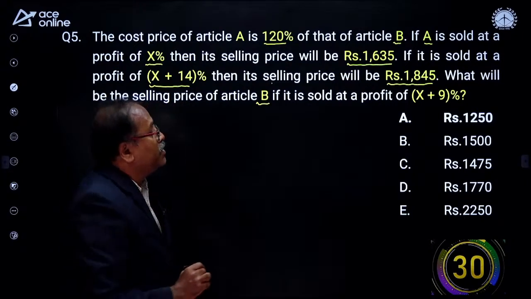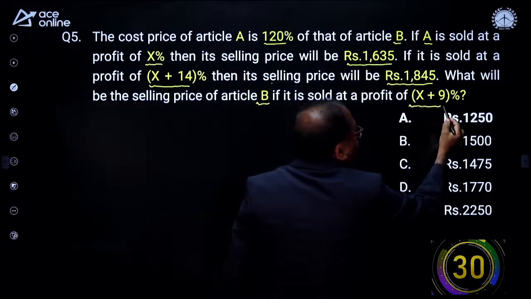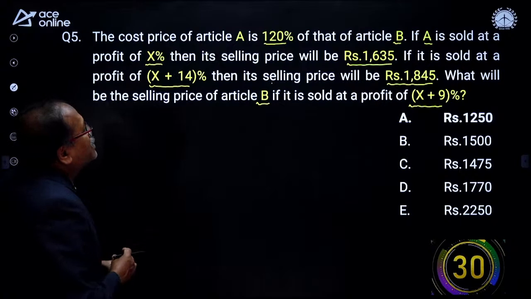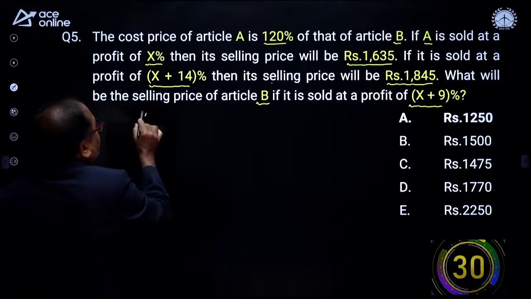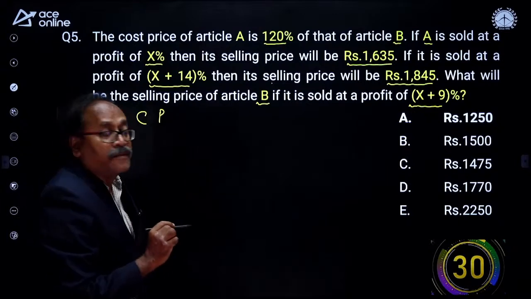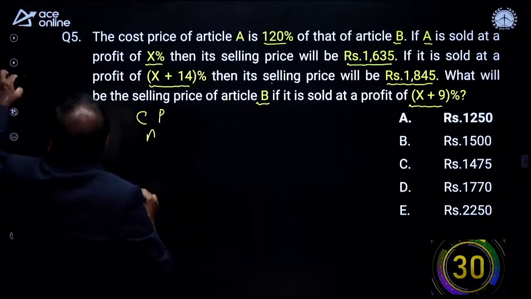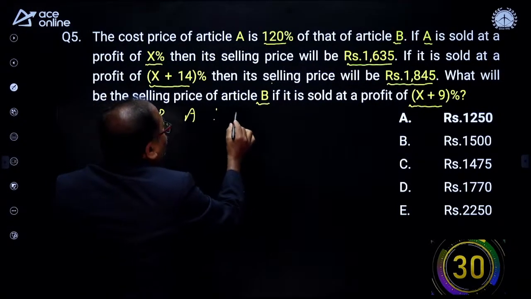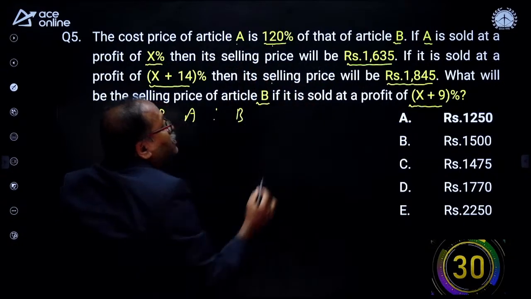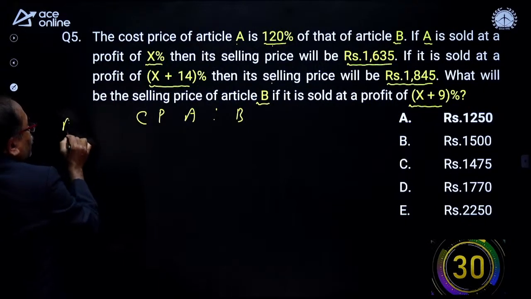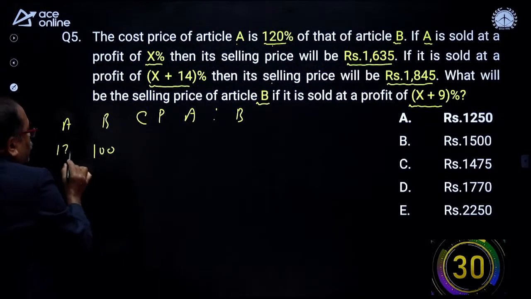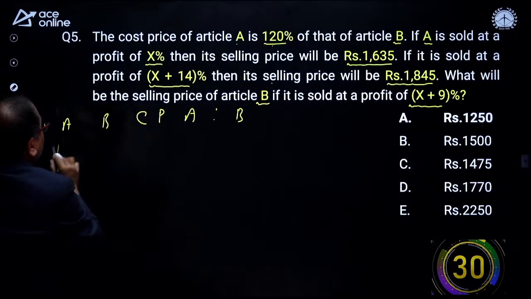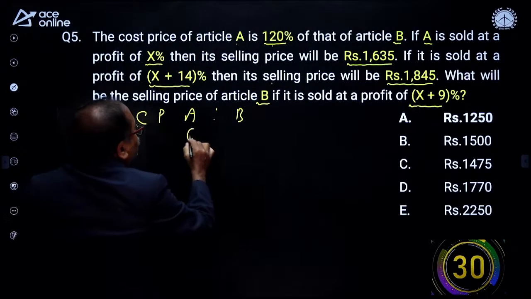The question is, what will be the selling price of article B, if it is sold at X plus 9%? Let me give some basic hints. See that the CP ratio is known to us. What is the CP of A to B? A is 120% of B. That means if B is 100, A is 120. That means 6:5. So let's take the ratio of the cost price, which is 6:5.